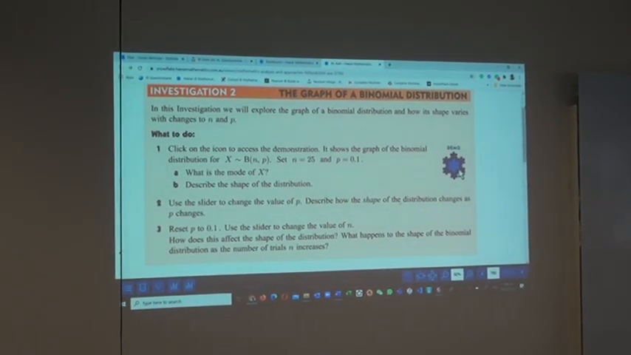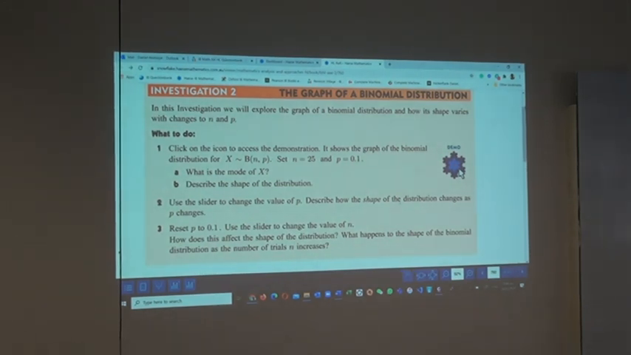So the first thing we want to quickly look at this morning is this investigation to explore the graph of a binomial distribution and how it varies when n and p change. The major parameters, if I may use that, are the number of trials and the probability of success. Those are the two main things. You can argue, what about q, the probability of failure? But that's an extension of p by virtue of the relationship between p and q, so we don't need to mention it. So just n and p.